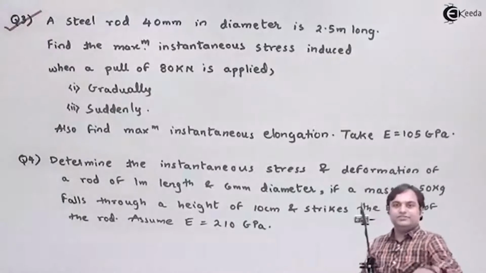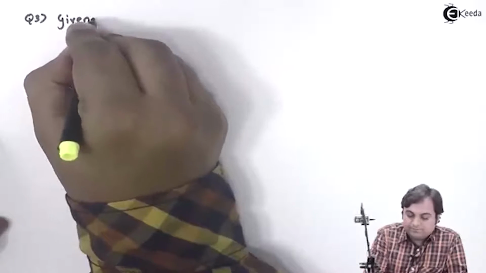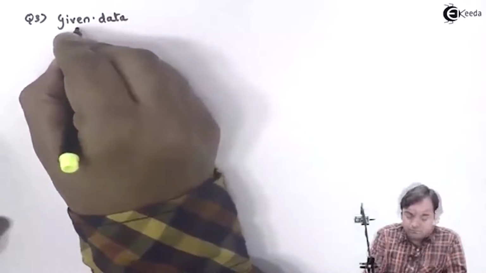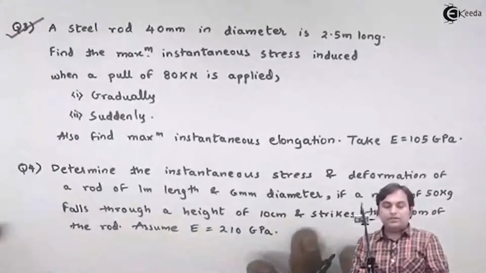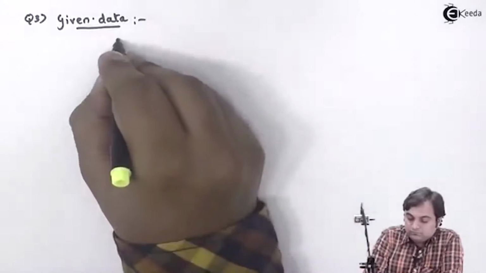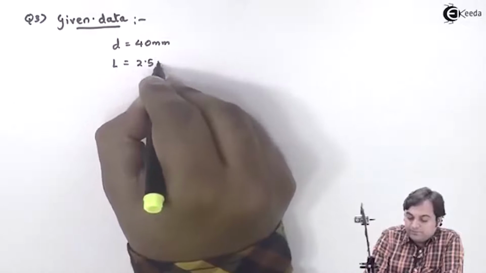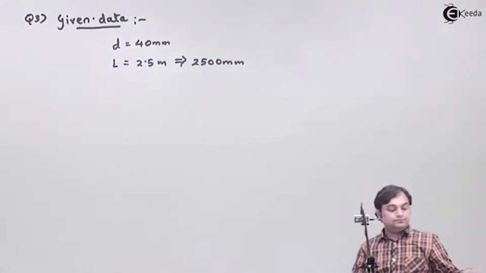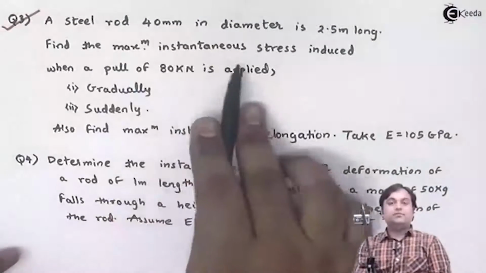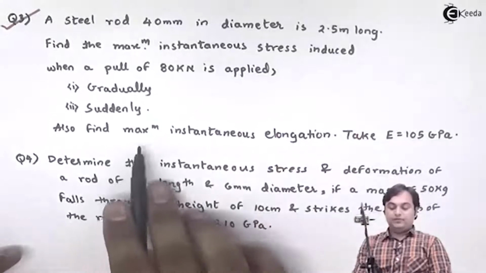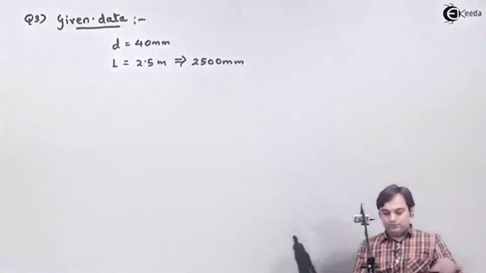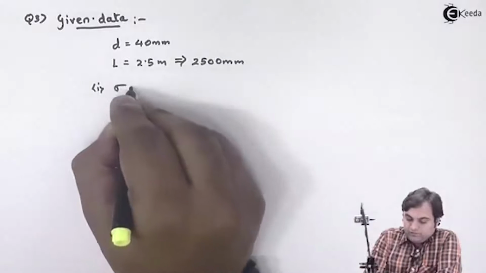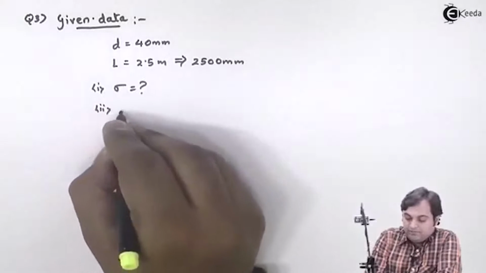Now let us write the data for this. This is question number 3. Here it is given: a steel rod 40 mm in diameter is 2.5 meter long. Length is 2.5 meter, that is 2500 mm long. The question is to find maximum instantaneous stress induced, and we also have to calculate maximum instantaneous deflection. So we have to calculate how much is sigma and deflection, that is delta L.